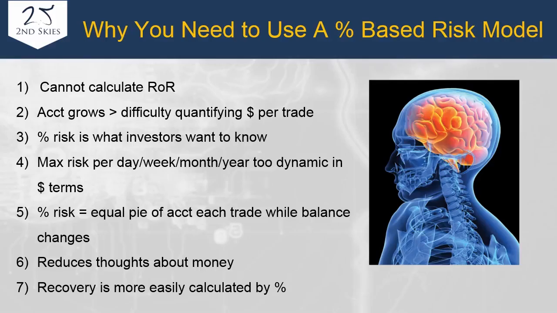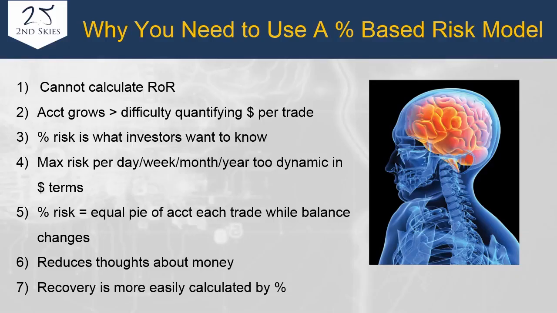We'll talk about max risk per day, week, month, and year in one of the later lessons in risk management and how you can come up with these models. But it should be pretty clear which is a much more straightforward approach and which reduces the calculations you have to do. Number 6, using a percent-based risk model distances your thoughts about money.